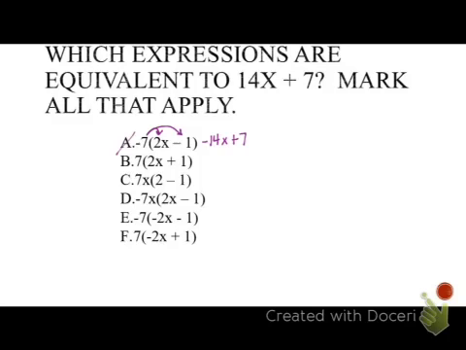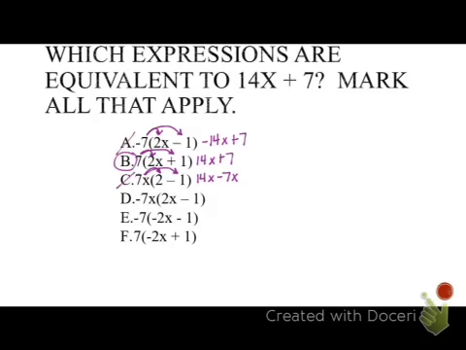For B, we would distribute 7 to positive 2x, giving us positive 14x, and 7 to positive 1, giving us positive 7. This is 14x plus 7. In C, we are distributing 7x to 2, giving us 14x, and 7x to negative 1, giving us negative 7x. This does not match our expression of 14x plus 7.